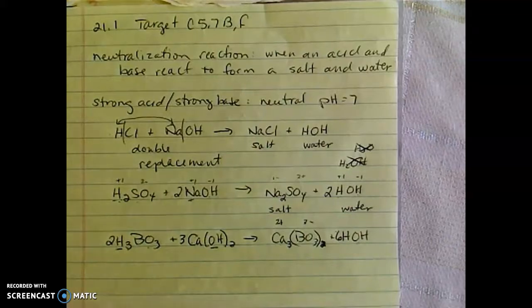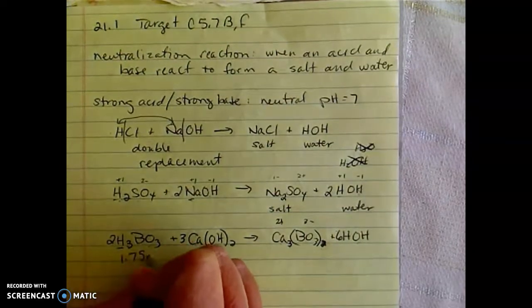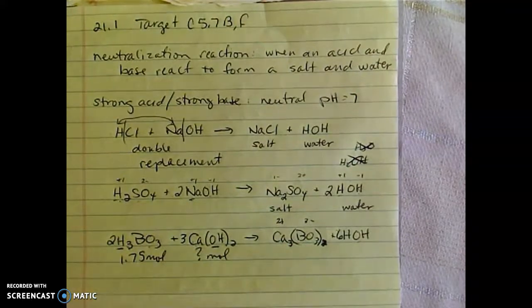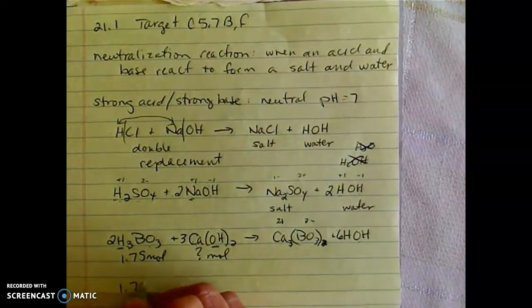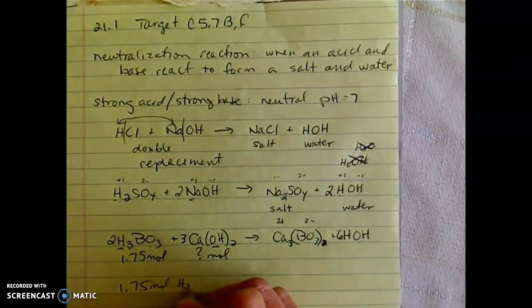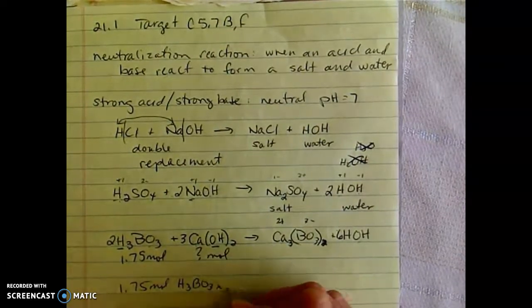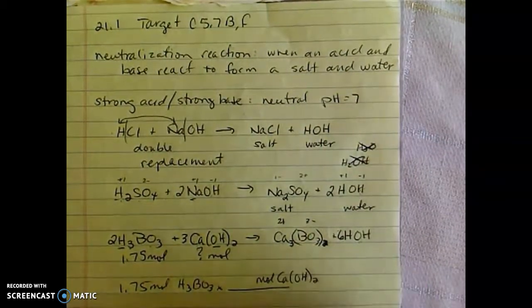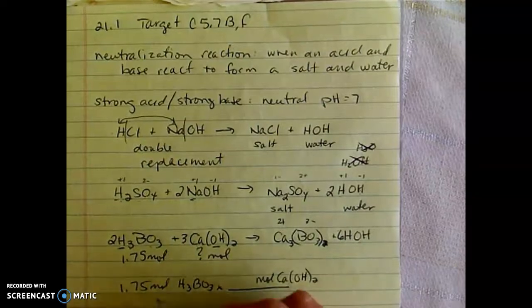For the 10th point on there, you'd have to predict how many moles you would need to balance the equation, or to neutralize something. So let's say we had 1.75 moles of acid. They might ask you, well, how many moles of calcium hydroxide do you need to balance that then? This takes us back to stoichiometry. We have 1.75 moles of H3BO3, and I need to know how many moles of Ca(OH)2 I need. This, remember, if moles are here, moles have to be on the bottom.